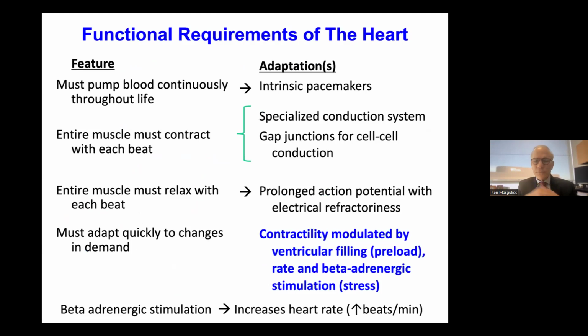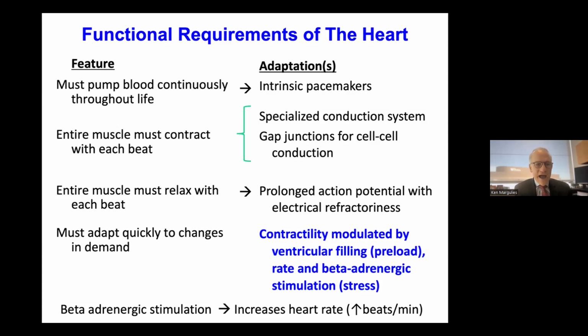So just to review, again, the macro purposes of all this, right? We know our heart must pump continuously throughout life, and we have intrinsic pacemakers, which were not a major focus of this talk. We know that the whole muscle must contract with each beat, and we have a specialized conduction system and gap junctions to make this an electrically functional syncytium. All cells are electrically linked.